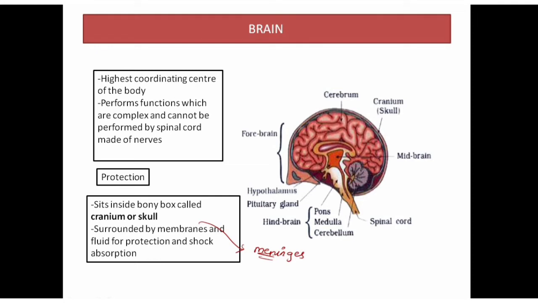Just like when you receive some product from Amazon, you receive it in a bubble wrap, right? That helps in shock absorption. That prevents the product from getting breakage or damage or anything like that, right? Similarly, the brain also is surrounded by membranes, and it is surrounded by the skull or the cranium.